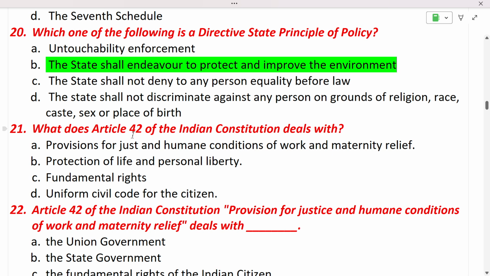Question number 21. What does Article 42 of the Indian Constitution deal with? Option A, provisions for just and humane conditions of work and maternity relief. Option B, protection of life and personal liberty. Option C, fundamental rights. Option D, uniform civil code for the citizen. So the answer is A.